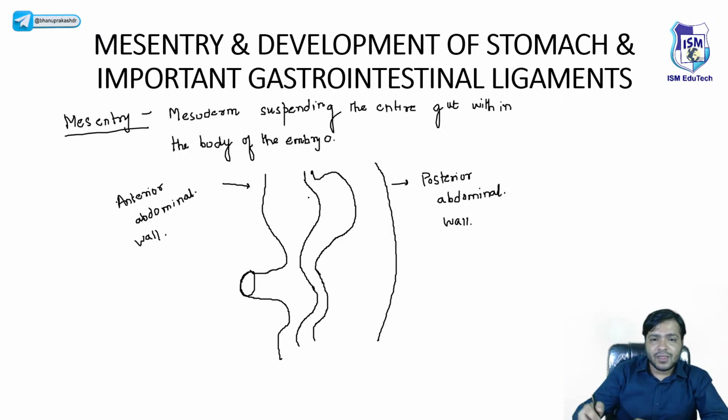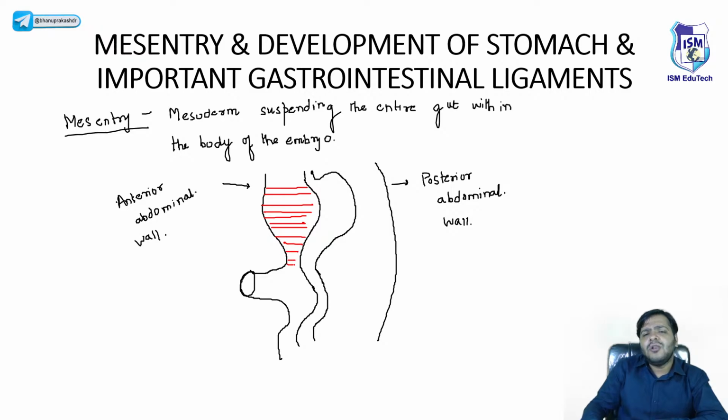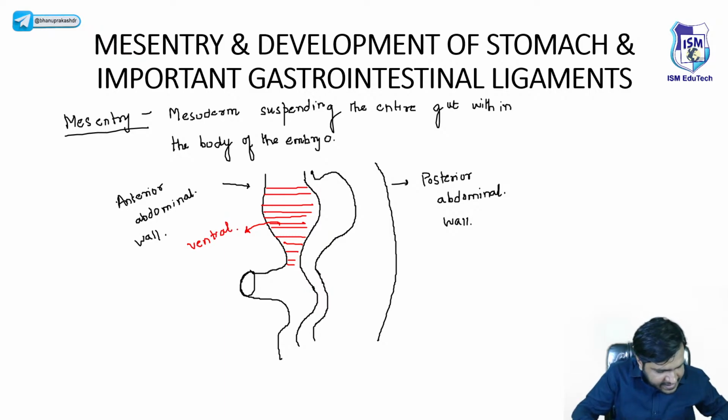Okay, now one mesoderm will actually attach the stomach to the anterior abdominal wall. It attaches the stomach to the anterior abdominal wall and also a small part of the duodenum. Now it is toward the anterior, and I told you that in embryology we use the term ventral. What does ventral mean? Anterior. So we have the ventral mesogastrium.